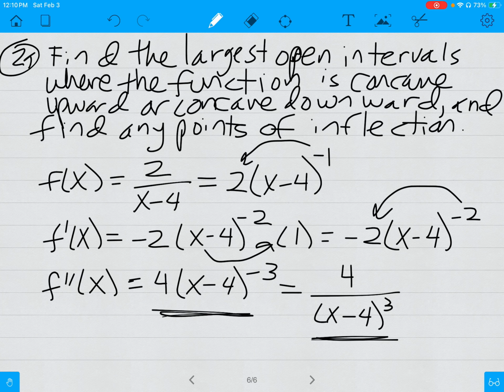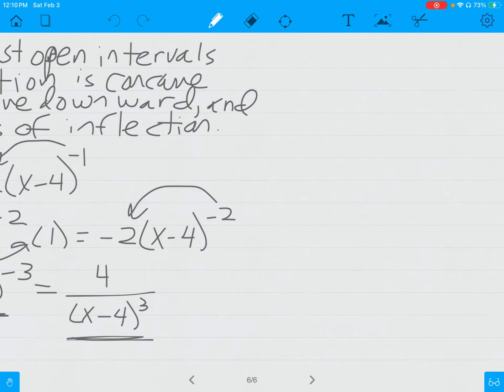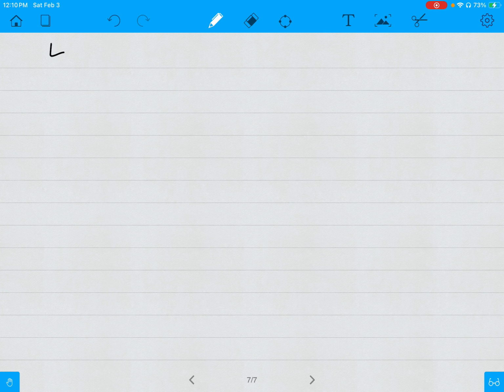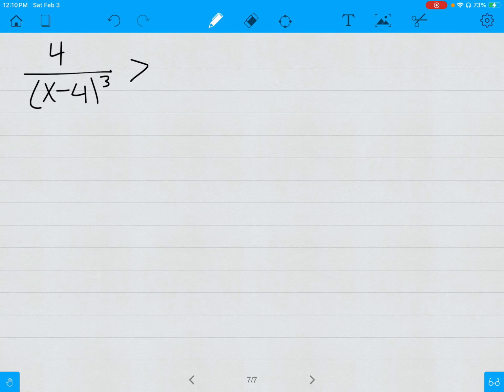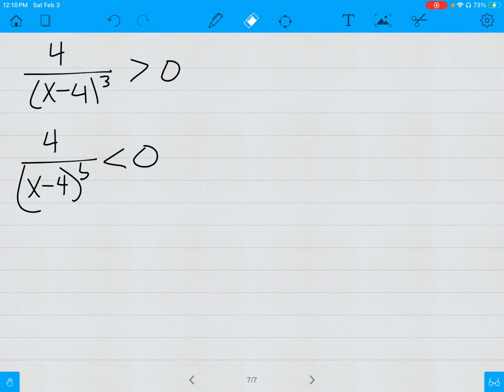So, how can we find where this thing is positive and where it's negative? Let's take a look at that. So if I have 4 over x minus 4 cubed, if I want to know where is this greater than 0 versus where is it less than 0? Okay, there we go. So here are the two things that we want to look at, because that's going to tell us where we have our concave up and concave down.